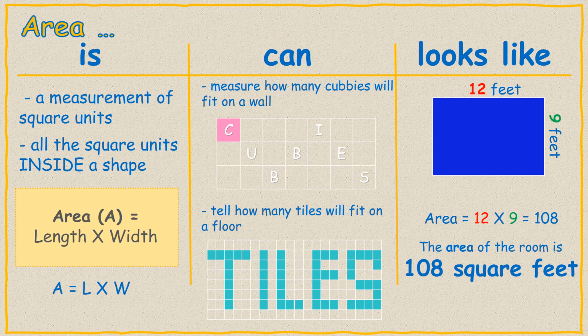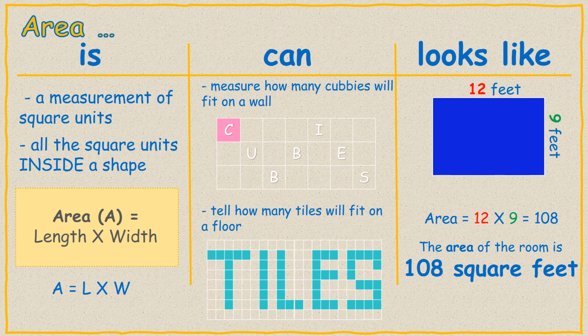Now, let's just recap what area is, what area can be, and what area looks like. Area is a measurement of square units. All of the square units inside a shape. And I calculate area by area equals length times width. Some real world examples of what area can be is if I need to figure out how many cubbies would fit on a wall, how many tiles I would need to put on a floor.